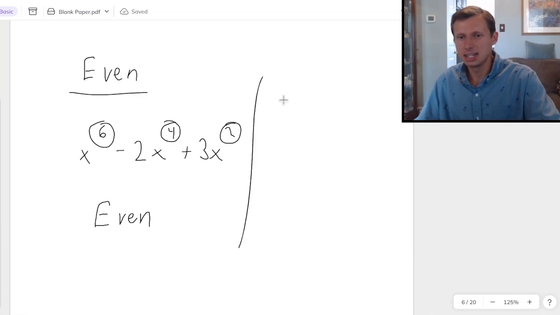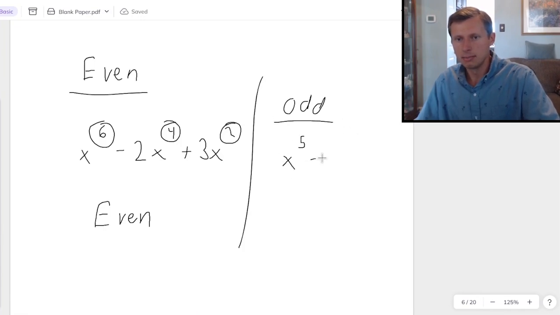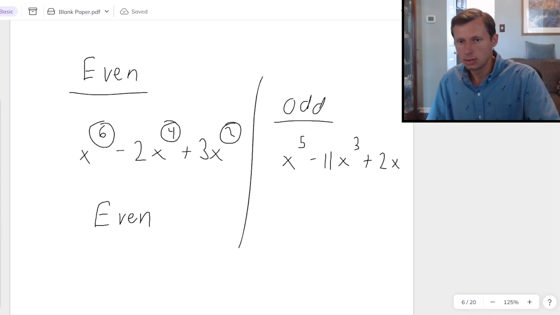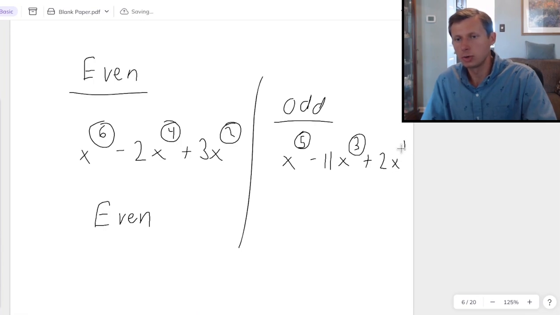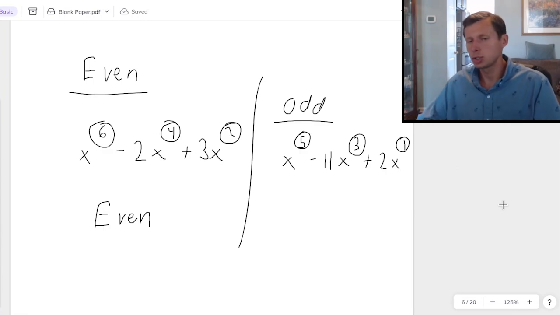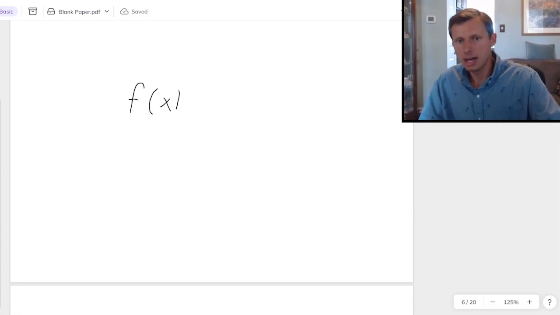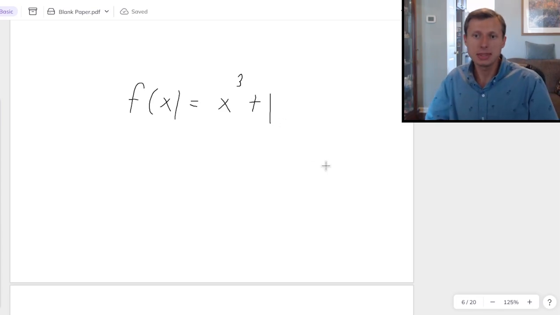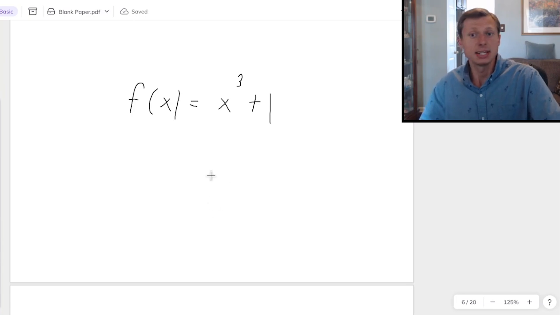And then you guessed it, if we have an odd function, then all of the exponents must be odd. The coefficients don't matter at all. All that matters is the exponents. And remember that if you just have an x, there is an invisible first power here, which is why this is odd. Now here's a challenge question for you. If I have f of x equals x cubed plus 1, and I use the shortcut method, is this even or odd? And the correct answer is, it is neither.